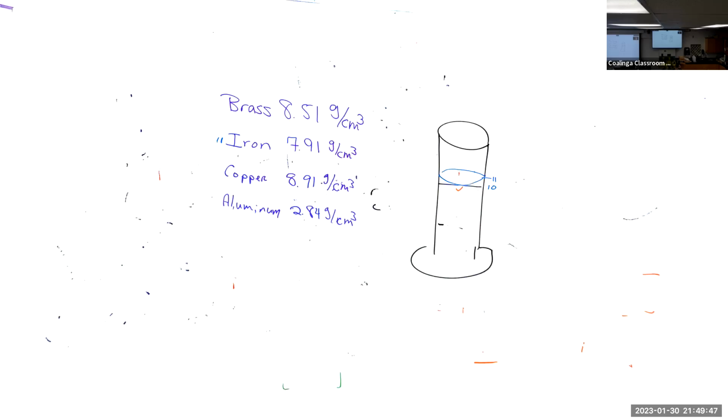Measure the height. Measure the height. Wait, what happens if the base is 6.5? Yeah. If it's, oh, what if? Yes, if it's 13.